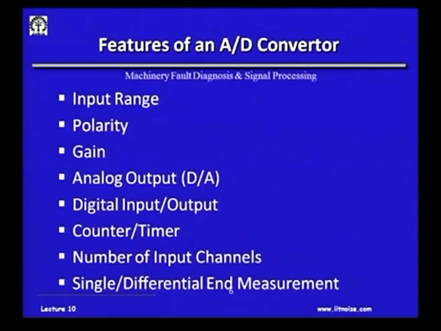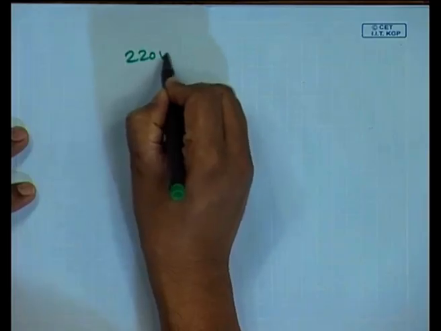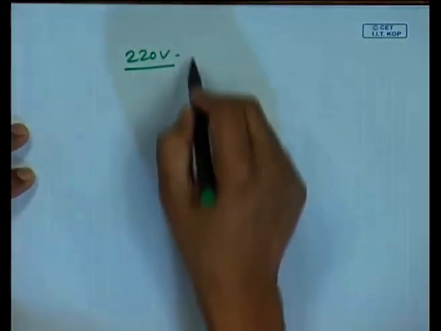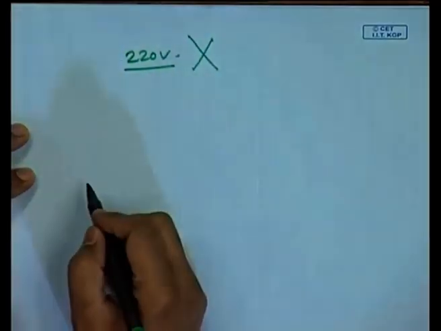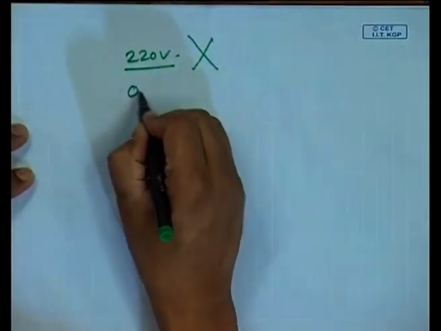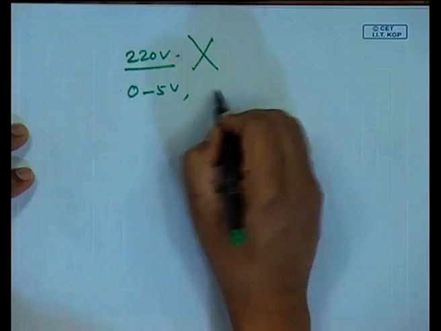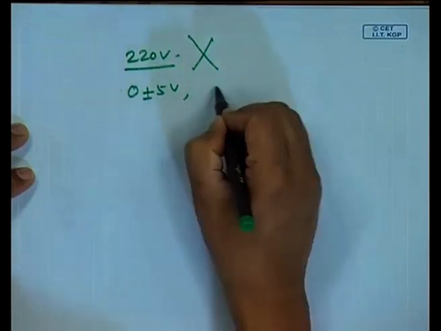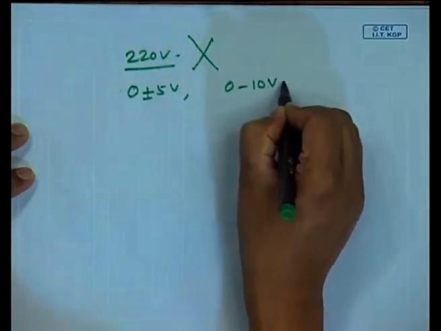First is the input range. Usually in these A to D converters, because the data has to finally go to the computers, we obviously cannot have a 220 volt input to the A to D card. So, maximum are from the TTL logic circuits, about 0 to 5 volts, or if it is plus minus 5 volts, maybe 0 to 10 volts.